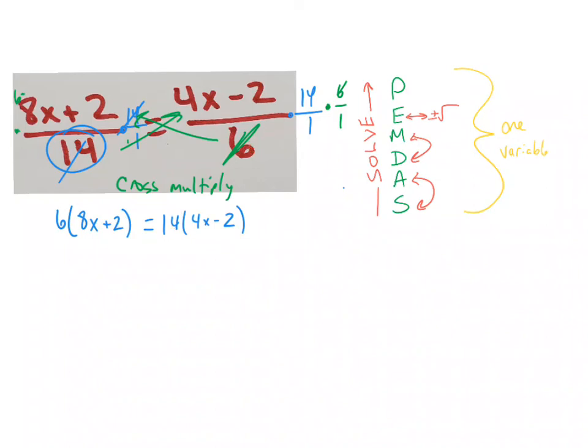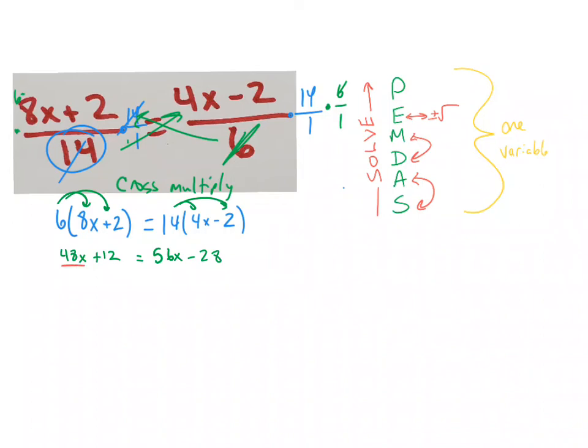All right? So remember, since I have an x on the left and an x on the right, I'm going to distribute to get rid of those parentheses. So that's the distributive property. 6 is a pizza delivery guy. 6 goes to 8x's house and gives me 48x. 6 goes to 2, gives me 12. 14 is going to go to both. 14 times 4 is 56, so I have 56x. And then 14 times negative 2 is minus 28.